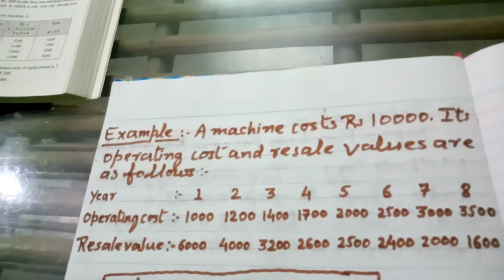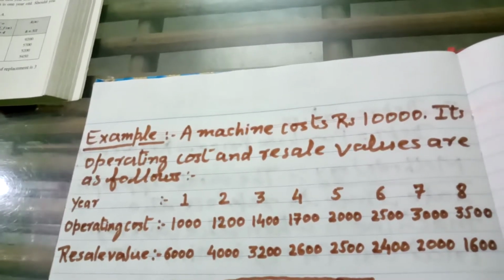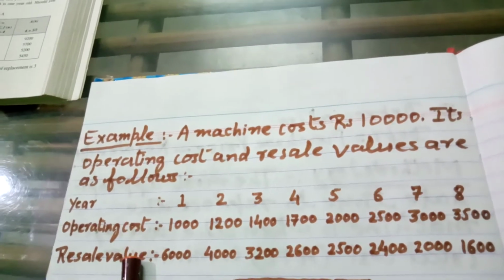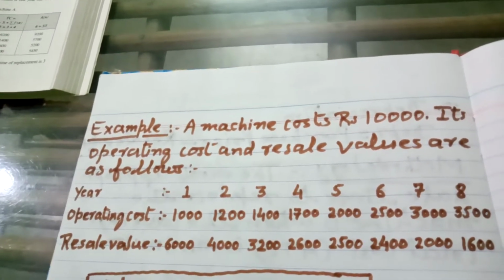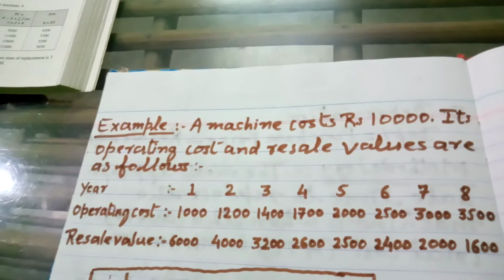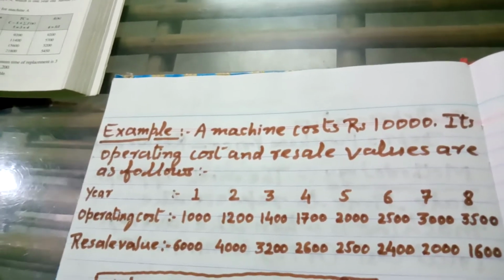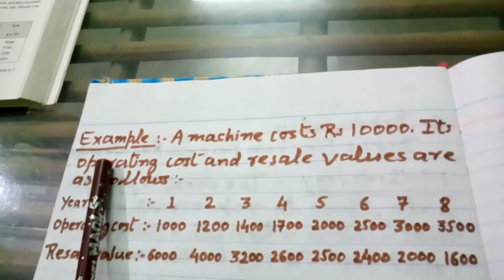Now, in order to understand this methodology, we'll take an example. Always remember, we have to calculate the average total minimum cost, and this can be done in a tabular manner. First of all, let us see this example.